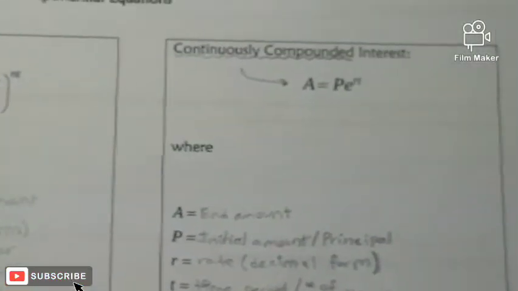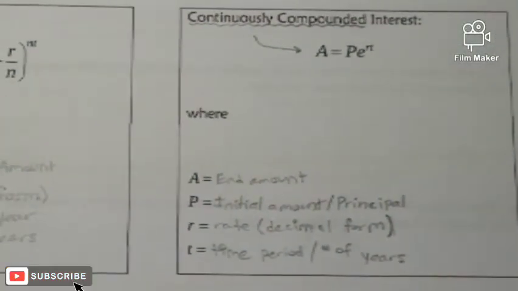But nice calculator. Use A = Pe^(rt), so P is the initial amount. R is the rate in decimal form, remember, they'll give it to you as a percentage, so change it to decimal. T is the time period, the number of years specifically. T, remember, is time, r is rate, P is principal, also known as initial amount, and A is your end amount.